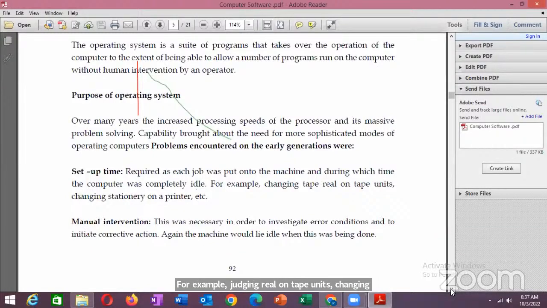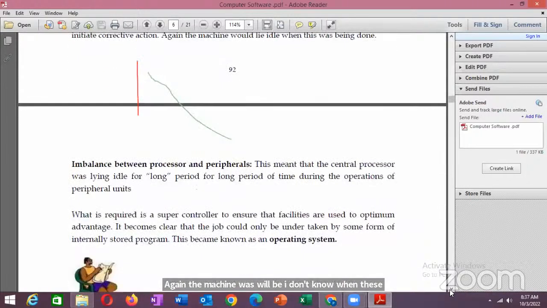Then there was the manual intervention. This was necessary in order to investigate error conditions and to initiate corrective action. Again, the machine would be idle when this was being done. Then there was the imbalance between the processor and the peripherals. This meant that the central processor was lying idle for long periods of time during the operation of the peripheral units.